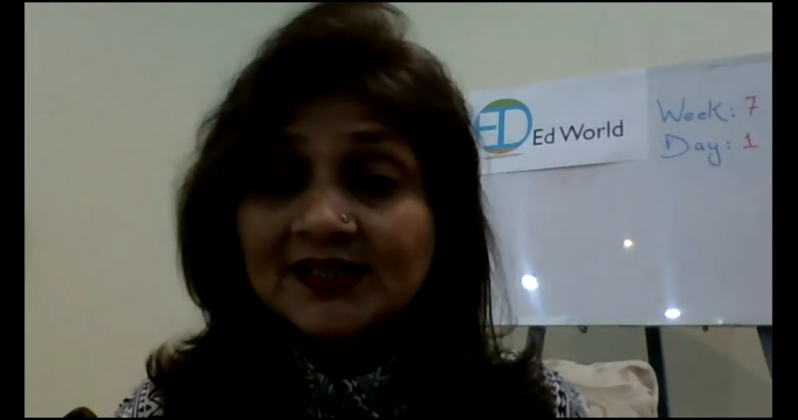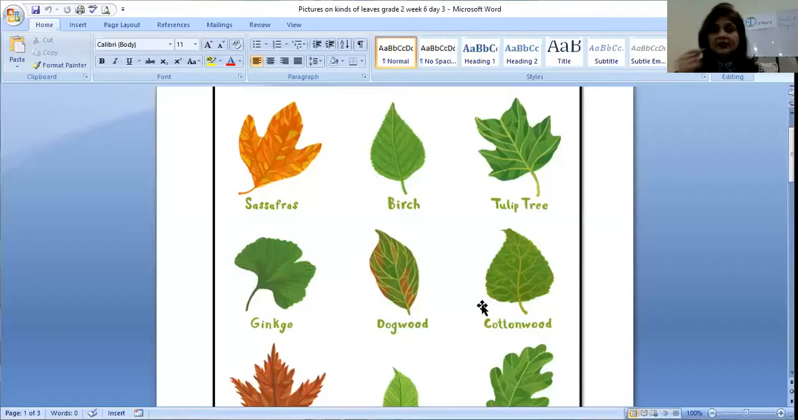But where does a leaf grow? Where does a leaf grow, children? A leaf grows on a stem, right? Now, I'll show you some other pictures in which you can clearly see there are different kinds of leaves.